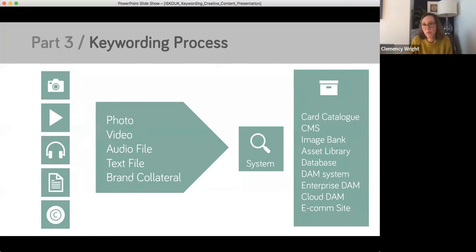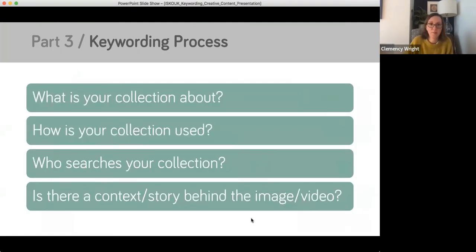And I work with clients that have a very rudimentary system. It could literally be a card index, or it could be a very big enterprise global DAM system, digital asset management. It really does depend, but the principles are the same. The first thing to think about, of course, is why you're doing the keywording. So you need to ask some starter questions to get this process underway.